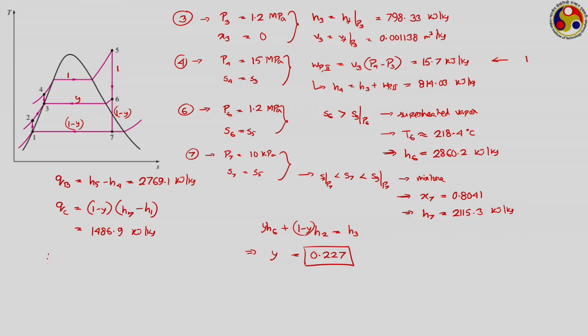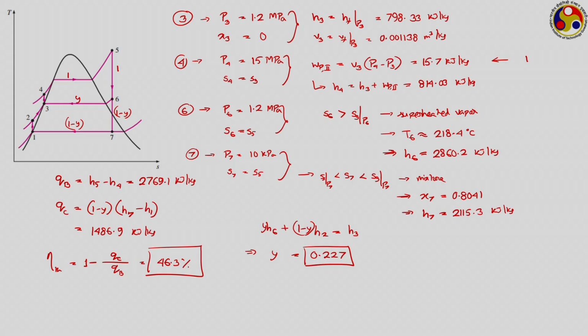kilojoule per kg. So, the thermal efficiency for this plant is equal to 1 minus QC upon QB, equal to 46.3%. Just check the lecture of the previous week. There we have solved a problem with similar parameters, but without regeneration. There our efficiency was something in the range of 43%. Now, as we have gone for the regeneration, our efficiency has increased to 46.3%.